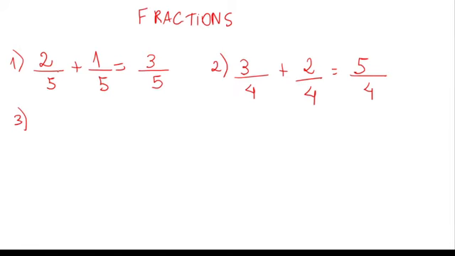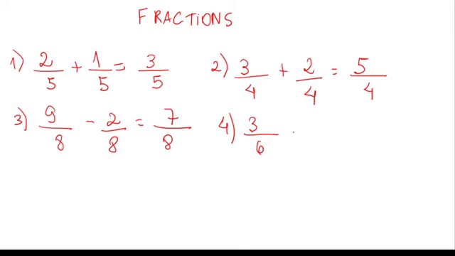But I also can have a subtraction. For example, I have 9 over 8 minus 2 over 8. So I repeat the denominator, which represents the unit, and I do 9 minus 2 is 7. Other example, I can have 3 over 6 minus 2 over 6. 3 minus 2 is 1 over 6.